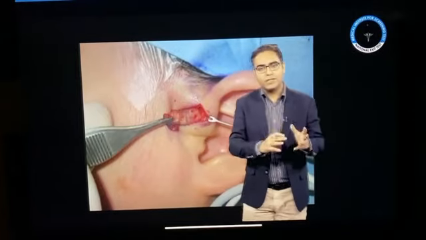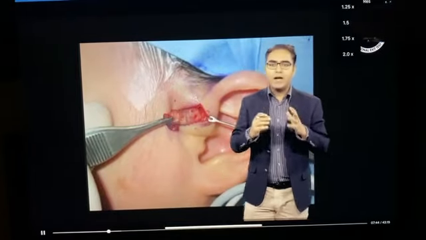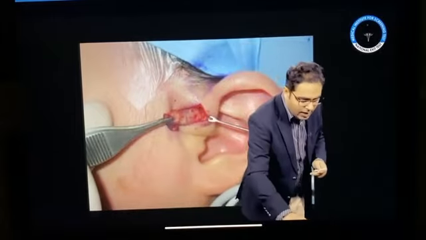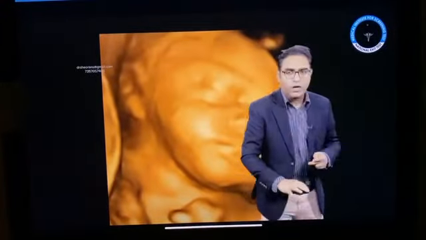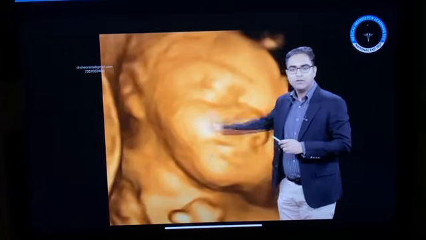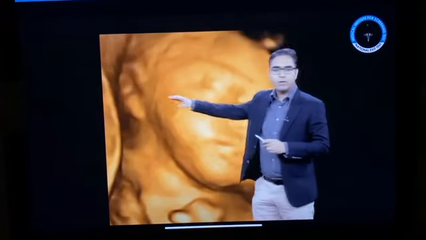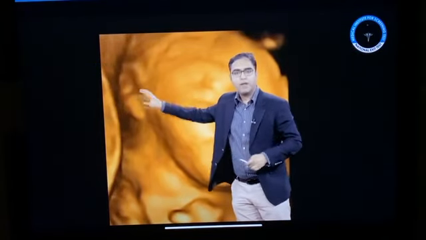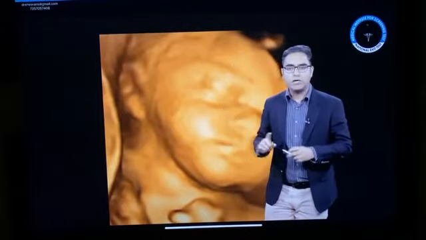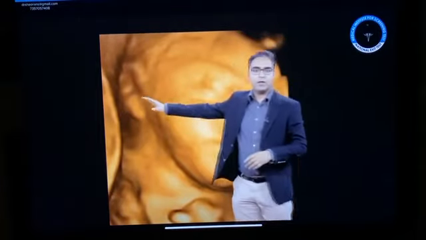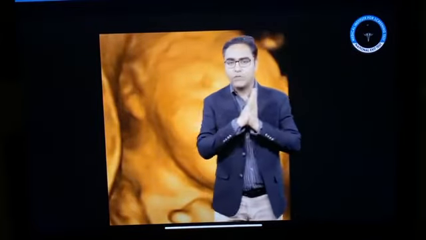Now let's go further. Now write down: pinna development completes by 20th week of embryological life. This is the 4D ultrasound. Can you see over here, beta? Can you see the pinna is over here? We can see very clearly the pinna in the 4D ultrasound. So this is a question. Pinna development completes by 20th week of embryological life. Am I clear?